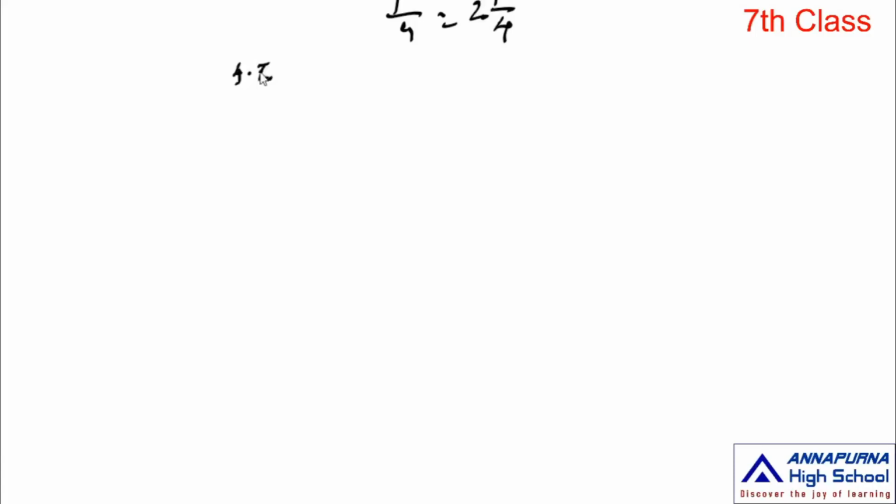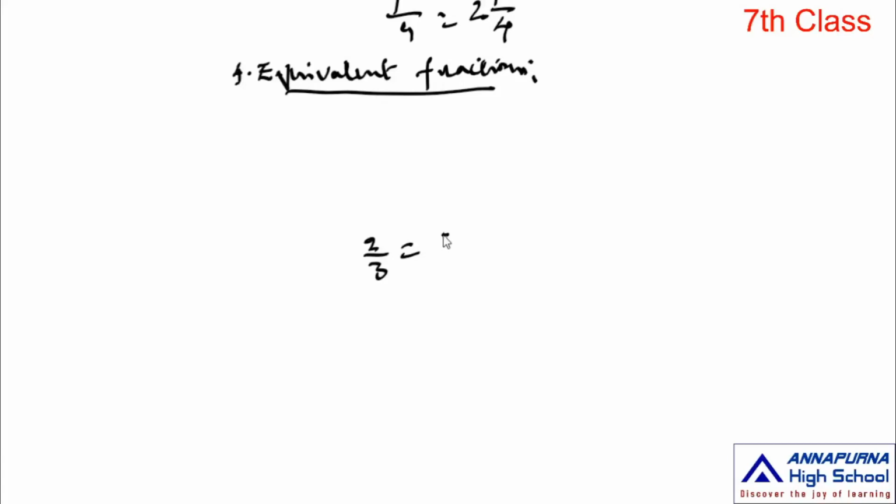Fourth one is equivalent fractions. What is the meaning of equivalent fractions? How can you get the equivalent fractions? If you multiply both numerator and denominator, suppose if you take any fraction, say 2 by 3 is there. In 2 by 3, what is the numerator? 2. What is the denominator? 3. If you multiply both numerator and denominator by same number, let me take the number as 2.